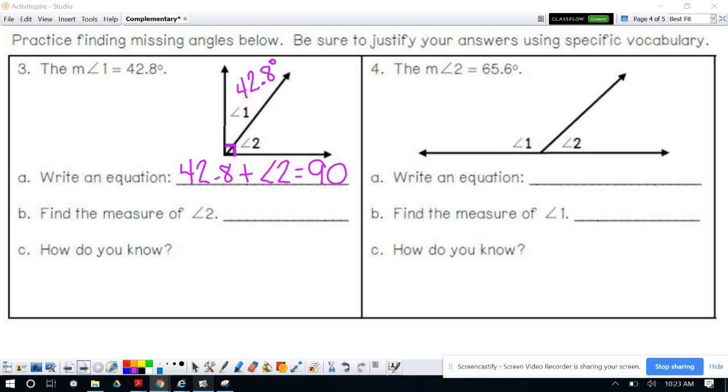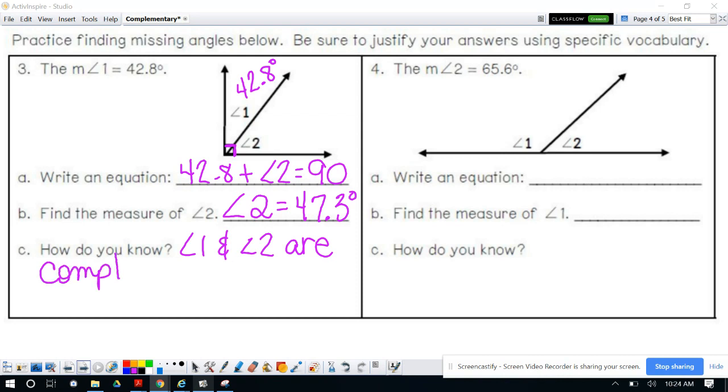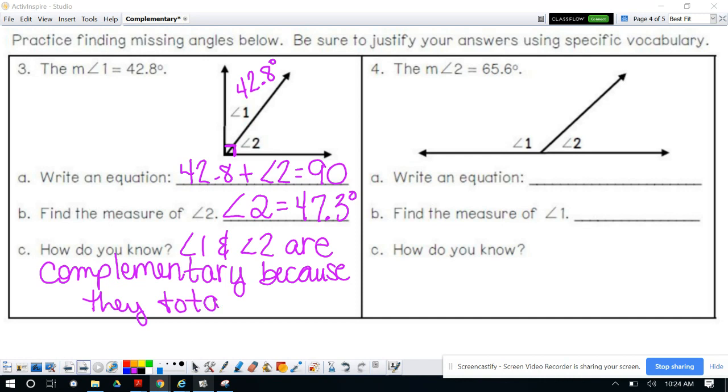So when I subtract the 42.8 from both sides, I get that angle 2 measures 47 3/10 of a degree. And I know this because angle 1 and angle 2 are complementary, because they total 90 degrees. You would want to write something like that for your justification.